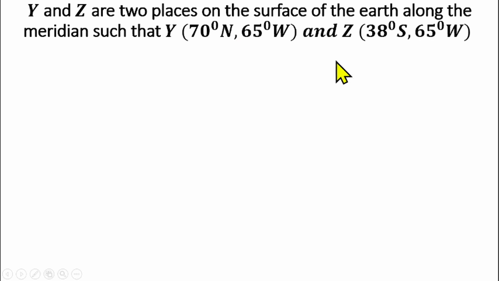So do you know it now? If you know it now, then let's verify it. The angular distance between points Y and Z should be 70 plus 38 degrees. That should give us 108 degrees as the angular difference between them.